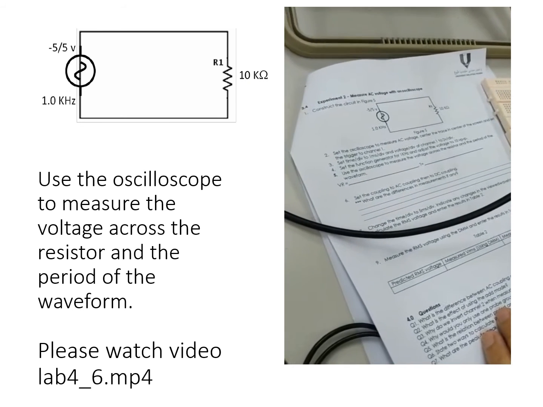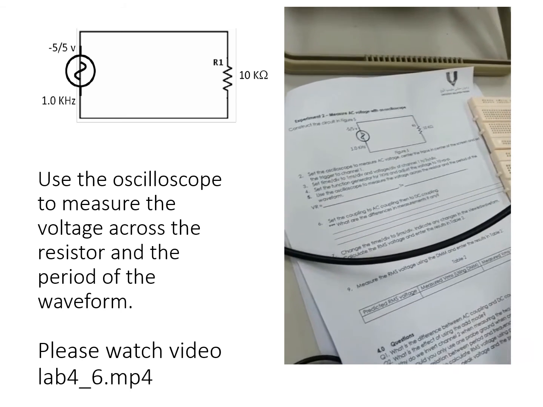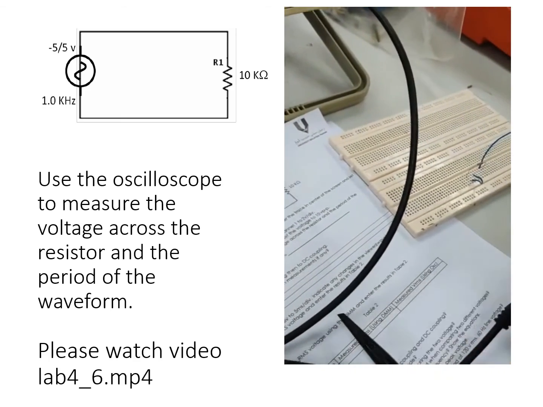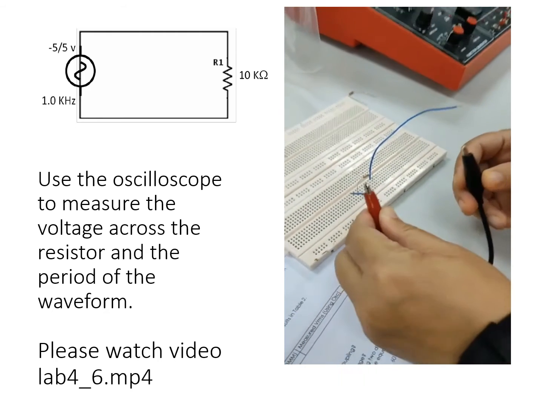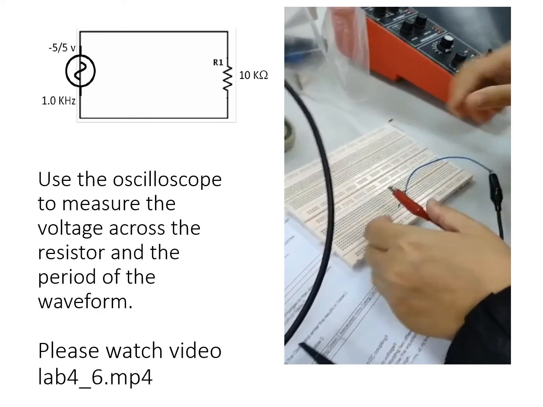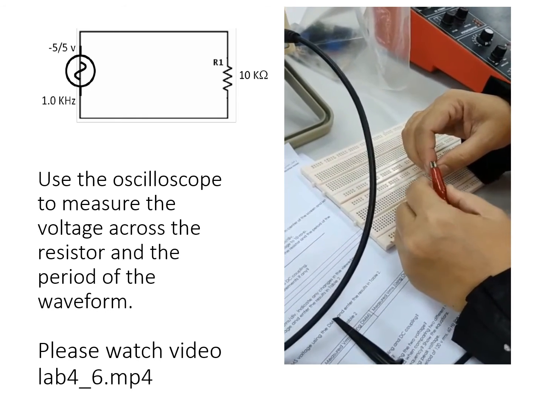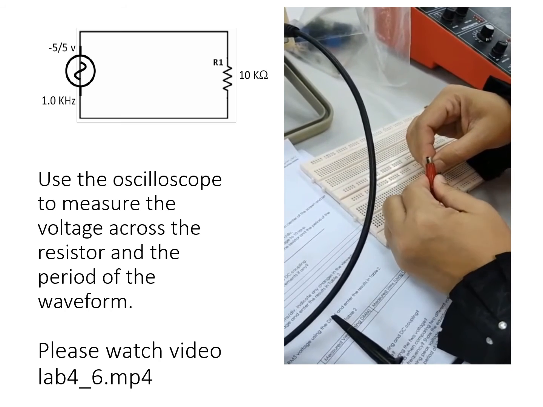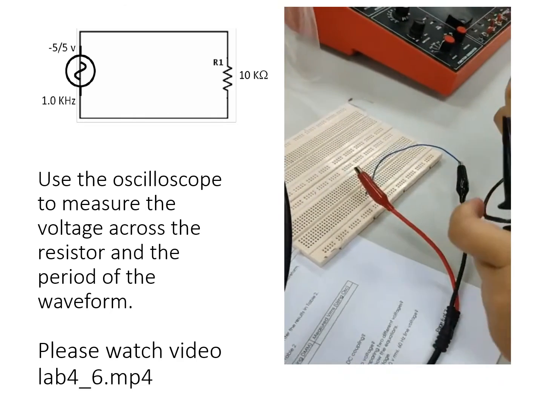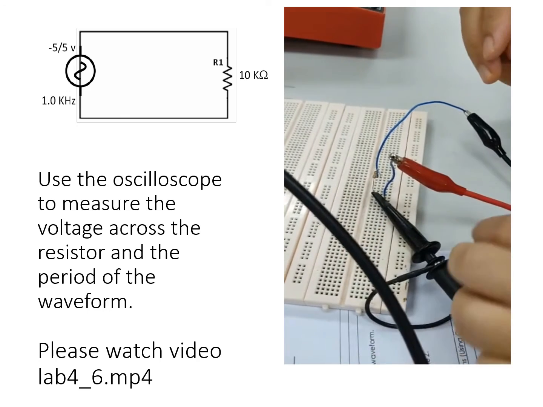After we set the function generator, we need to connect the function generator to the 10 kilo ohm resistor. So I connect the function generator to the resistor. Then for the oscilloscope probe, the positive here, and the negative.